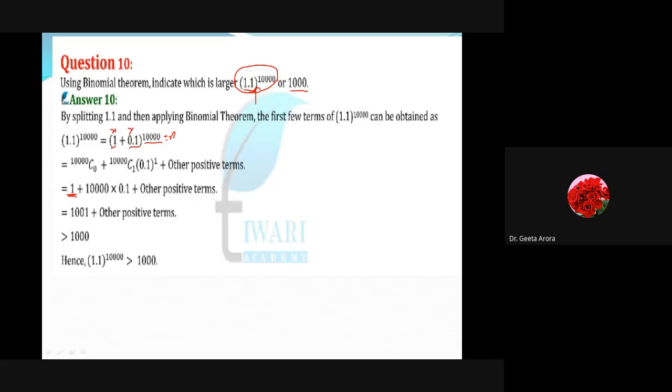Next value is nC1. nC1 means n, and we are going to multiply it with 0.1, because here the first value is 1. We can write 1 raised to power something, but 0.1 is raised to power 1 only, correct? So 0.1 into 10,000 gives me 1000, and for other terms there is no need to calculate. That's why we have written plus other positive terms. Why? Because obviously we have to just check if it is less than 1000 or more than 1000.